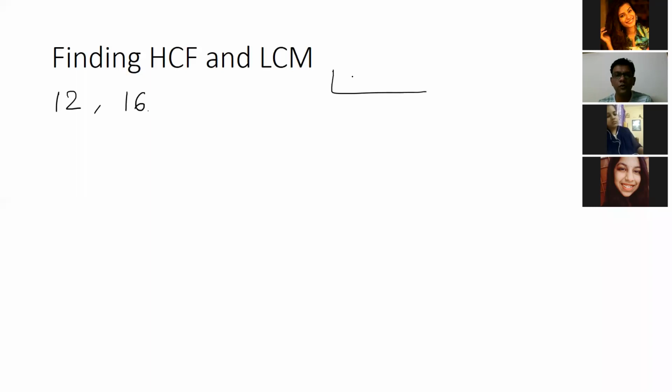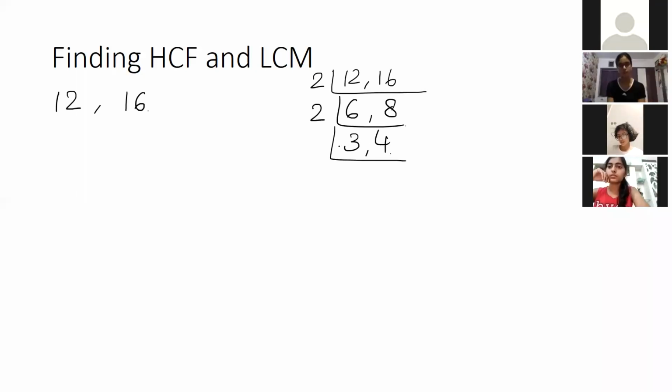We used to take 12 and 16 and divide them by a common factor. So I know 2 6s are 12, and 2 8s are 16. Again, 2 can divide, so 2 3s are 6 and 2 4s are 8. Now, there is no common factor between them. So because there is no common factor, we stop here.